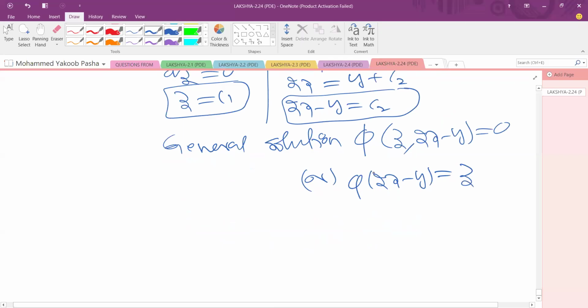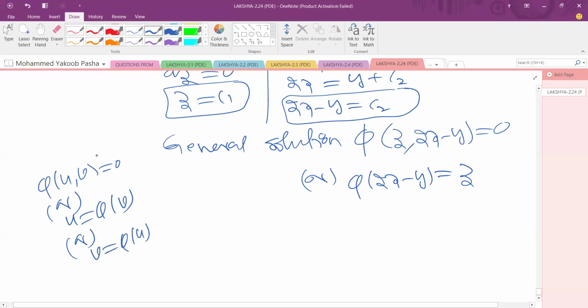Okay. Let z is equal to phi of z is equal to 2x minus y. Phi of my solution is in this form. Phi of ub is equal to 0, or u is equal to phi of v, or v is equal to phi of u. Okay, already we discussed so many problems here in this method.